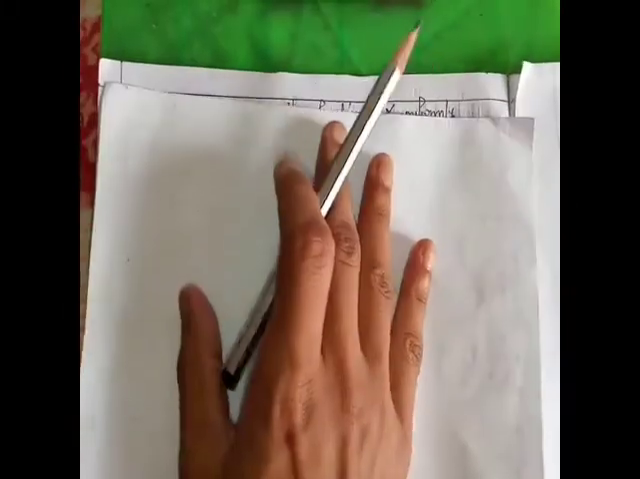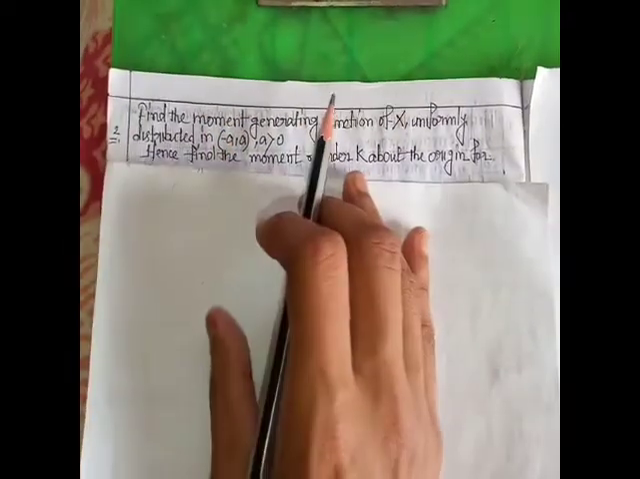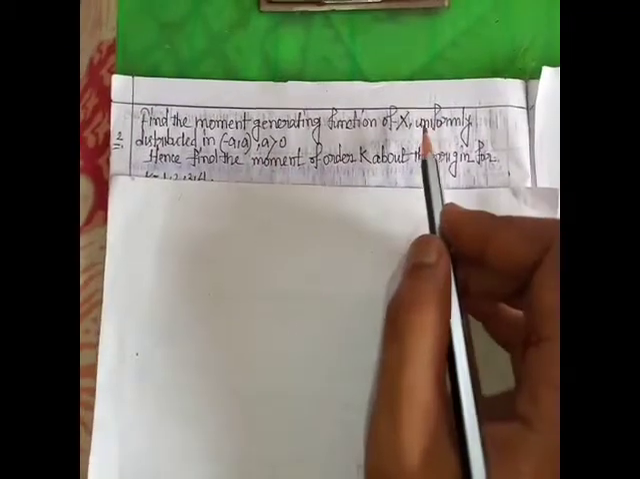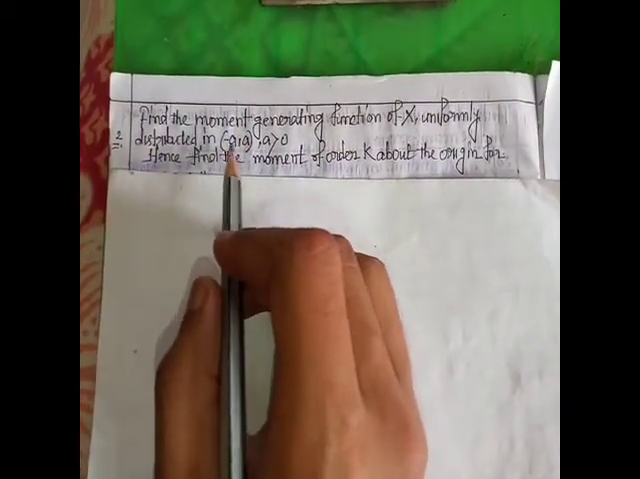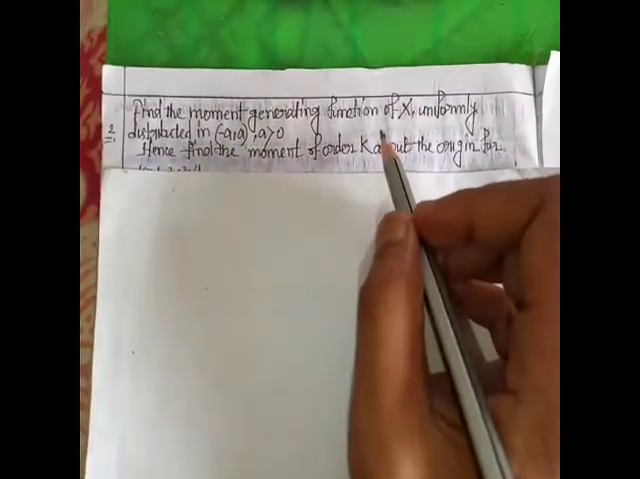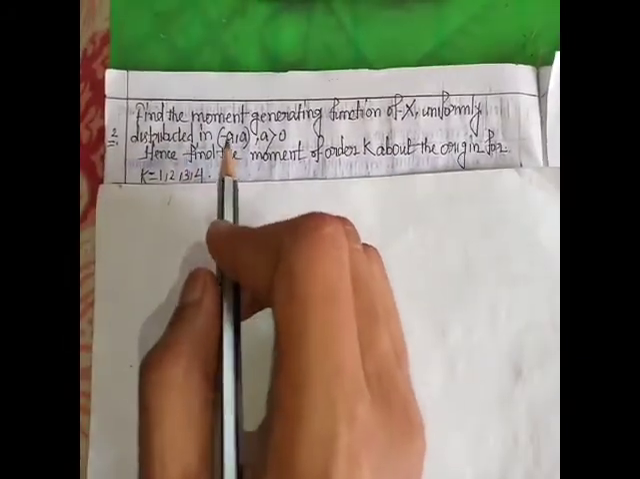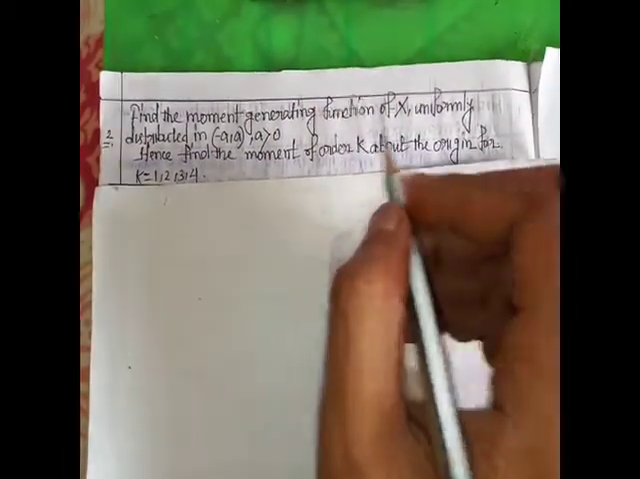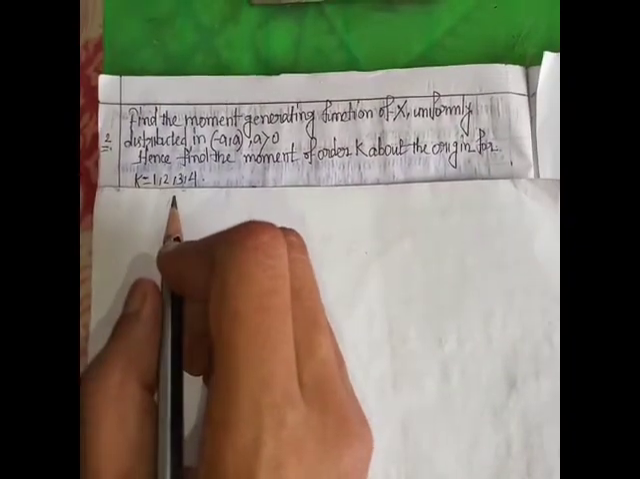Next, we discuss a problem. Find the moment generating function of x, where x is uniformly distributed over the interval minus a to a. Hence find the moment of order k about the origin for k equal to 1, 2, 3, 4.